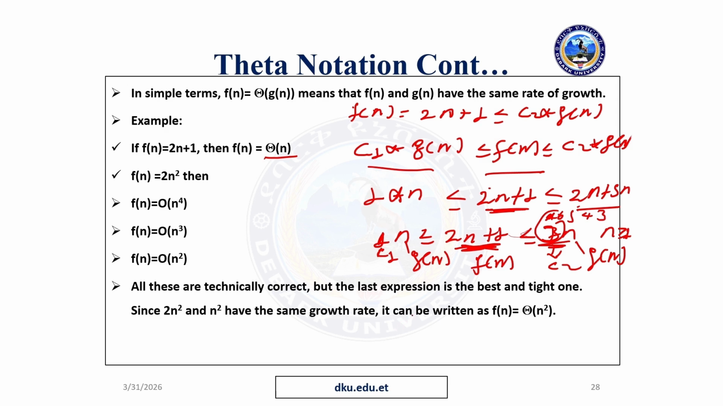So f of n equals theta of g of n. What is the value of g of n? It is n, right? So simply we can put theta of g of n equal to theta of n. So f of n equals theta of g of n.